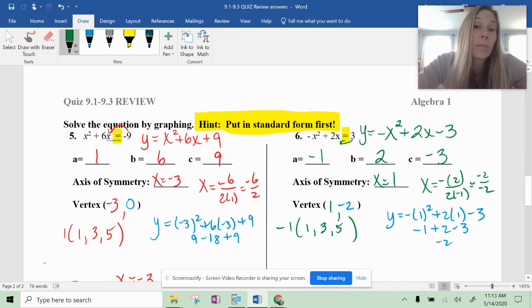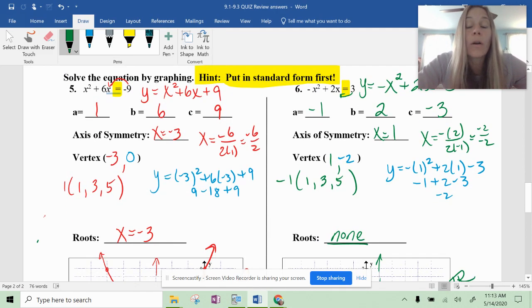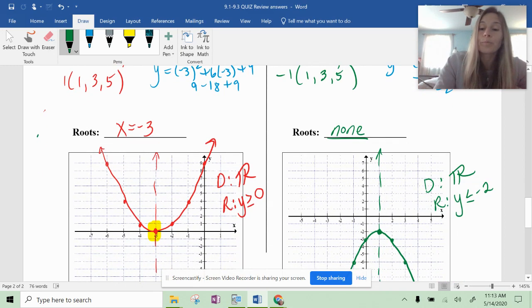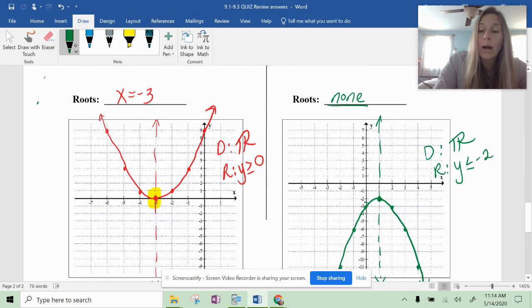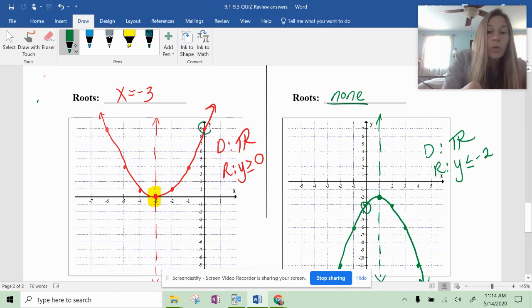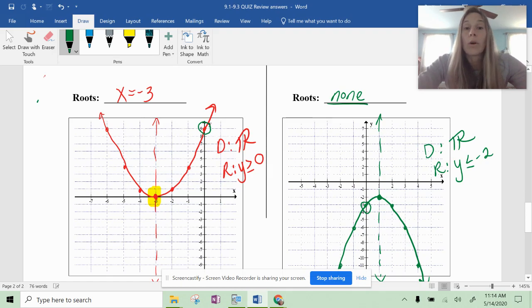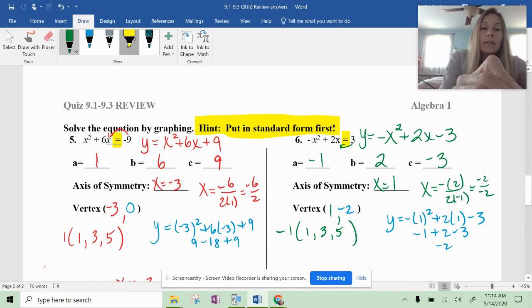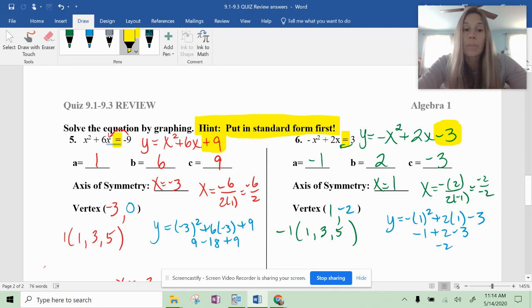Is the vertex a minimum or a maximum? What are the roots or the x-intercepts? All those different things. Also, make sure you can identify y-intercepts as well. So like on this graph here, the y-intercept would be 0, -3. On this graph, the y-intercept would be 0, 9. And you might notice that that is the c value. So -3, whatever that c value is, that was also your y-intercept.